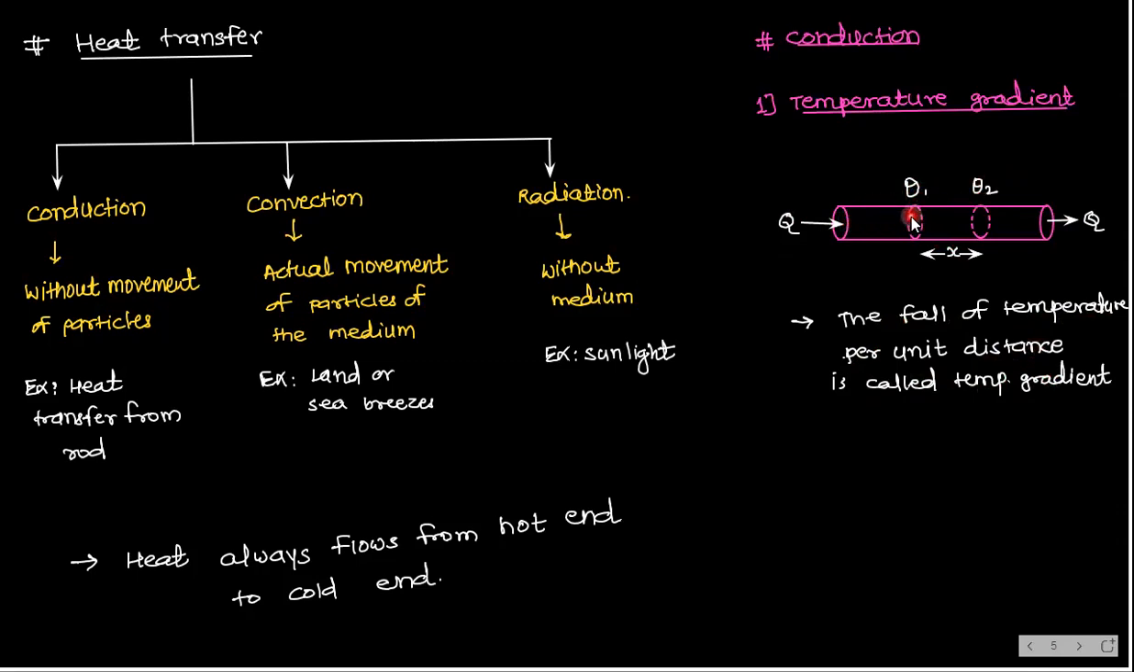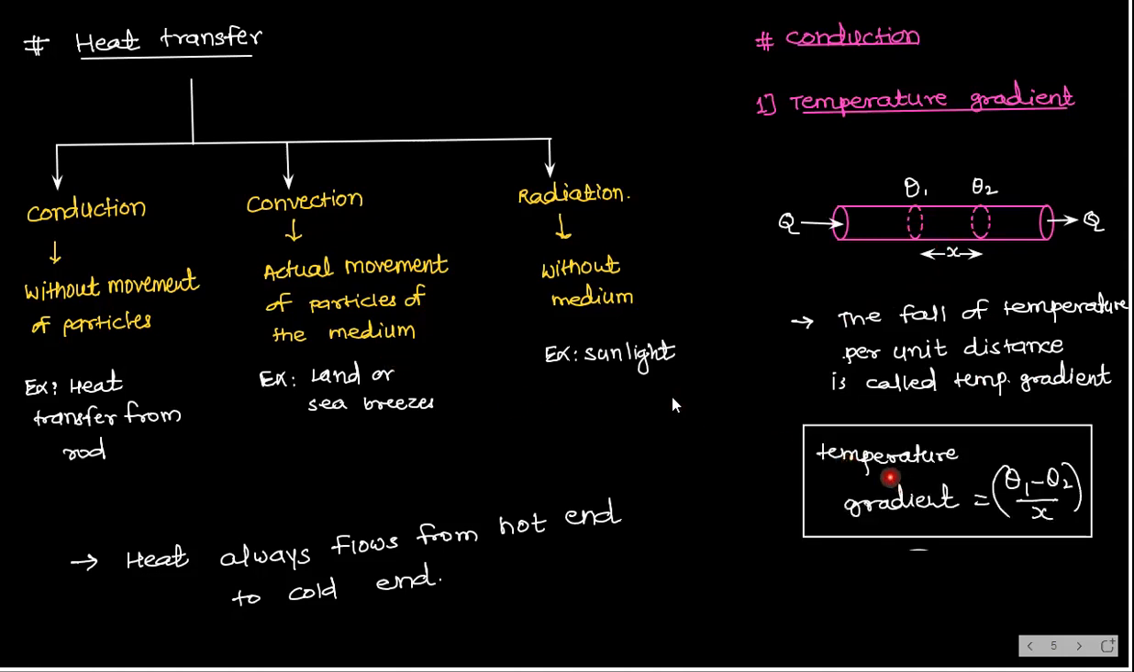Why? Because heat flows from hot to cool end. So the fall of temperature per unit distance means θ1 minus θ2 by x, which is nothing but temperature gradient. We denote this temperature gradient with minus dθ by dx, and minus indicates that as you increase the distance, temperature will decrease. That's why temperature gradient is denoted with minus dθ by dx. Okay, so note down.